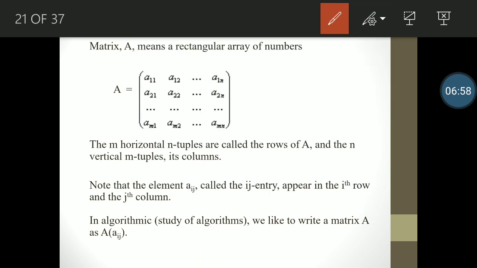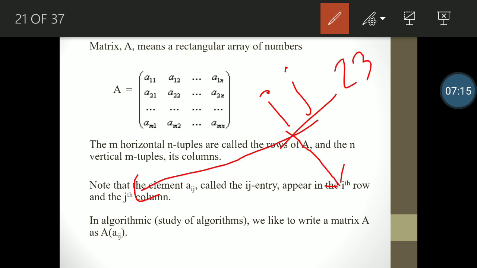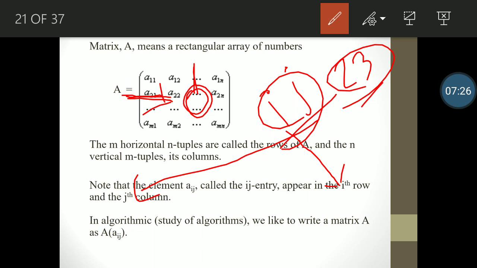Note that the element Aij, called the ij entry, appears in the ith row and the jth column. Ij means ith row and jth column. If we have the value 2, 3, it will denote the second row and third column. So ij means 2, 3, our second row and third column, so this element.